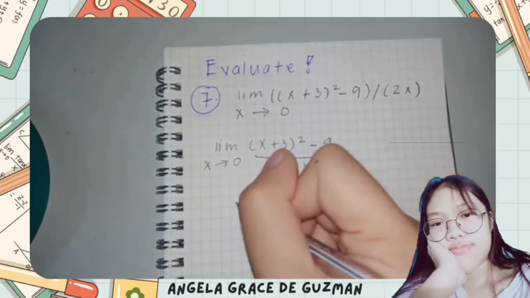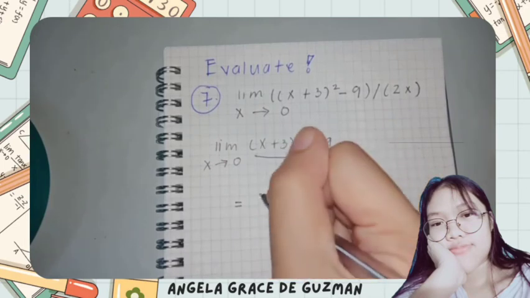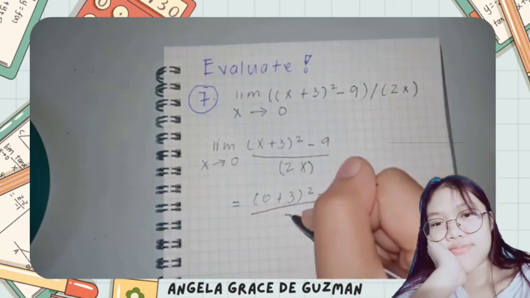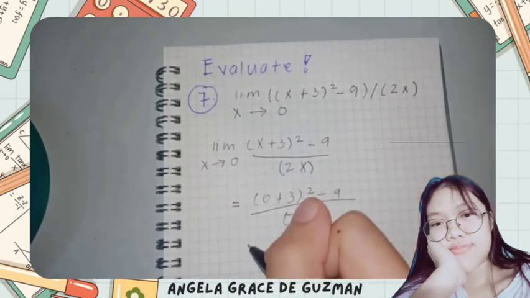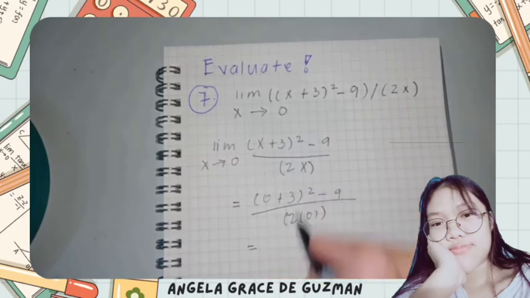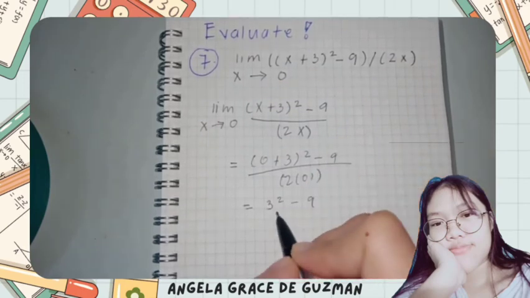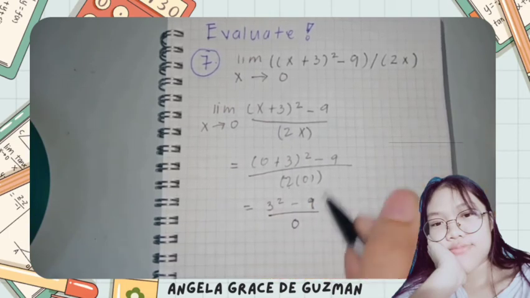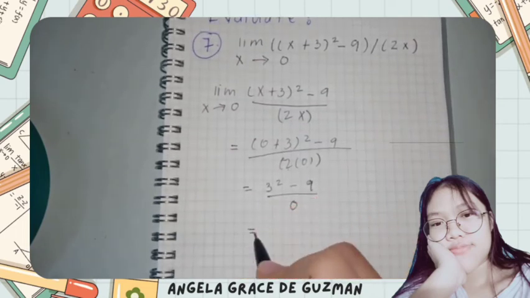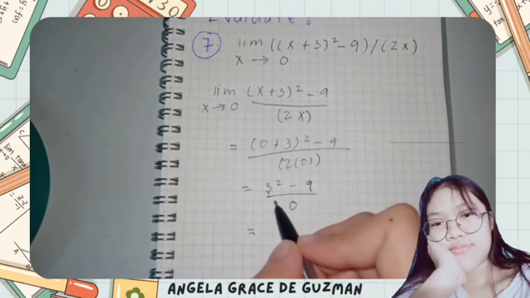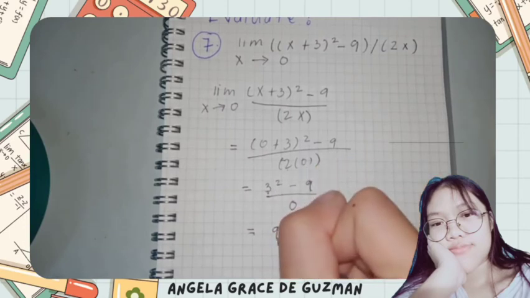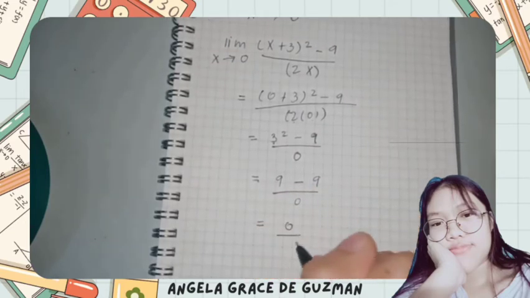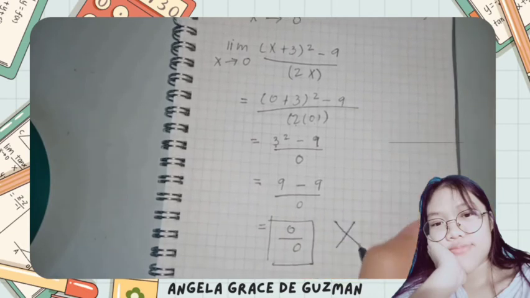Then let us change the value of x. So dahil 0 siya, 0 plus 3 squared minus 9, and then over 2 times 0. Tapos 0 plus 3, obviously ang lalabas ay 3. So 3 squared minus 9, then 2 times 0, obviously 0. And then next step is 3 squared minus 9. So 3 squared is 9, minus 9 over 0. And then 9 minus 9, 0 over 0. So siya ay hindi limit of function.